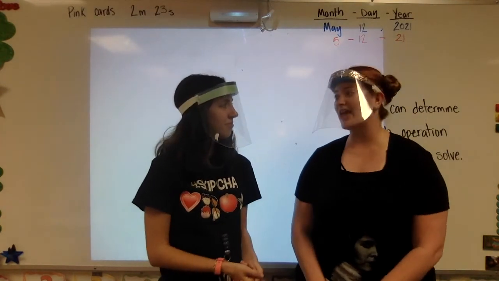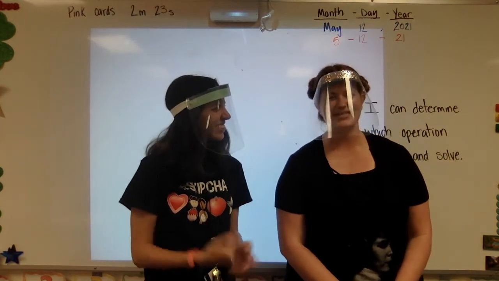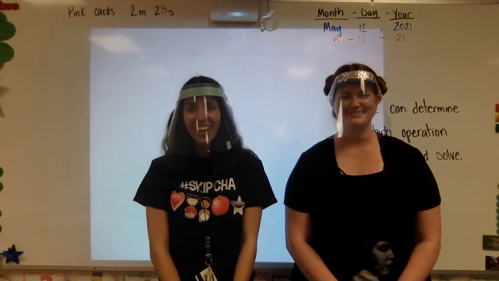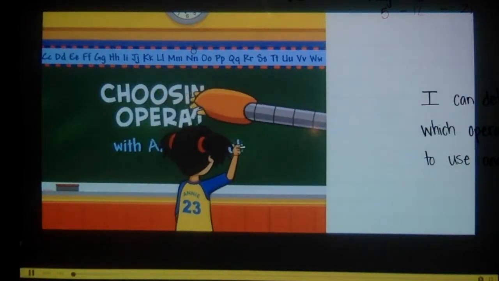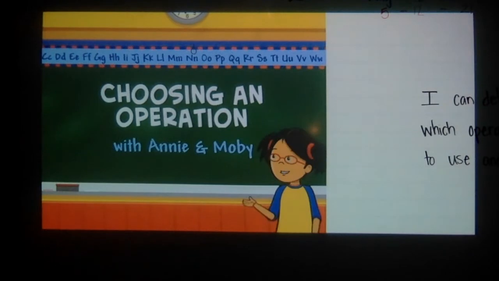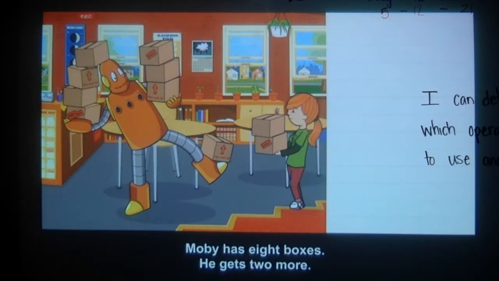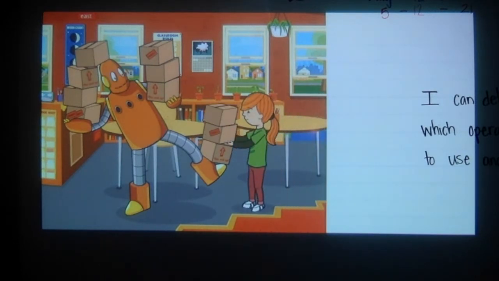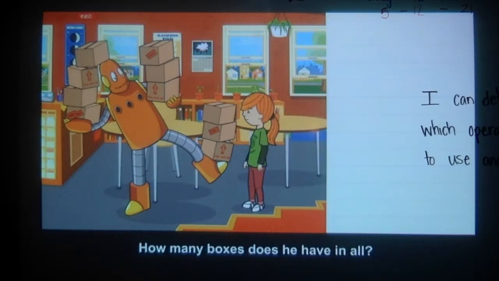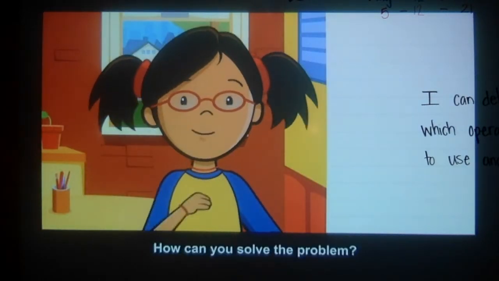That's right. Well, we have some friends that we've seen before, but we want them to help us one more time. Well, let's go ahead and look at it. Moby has 8 boxes. He gets 2 more. How many boxes does he have in all? How can you solve the problem?